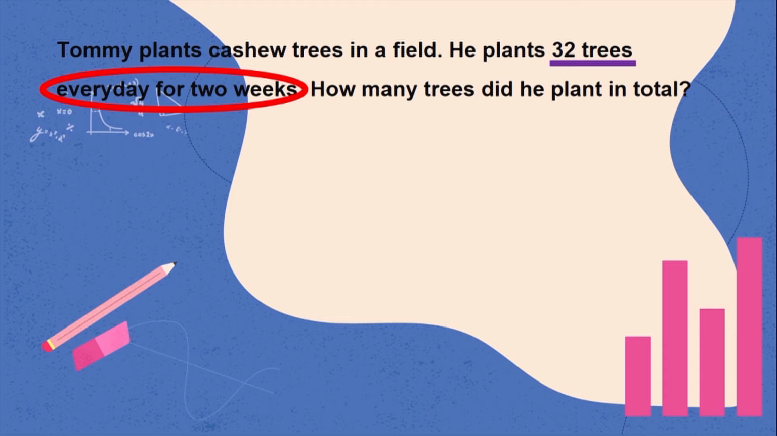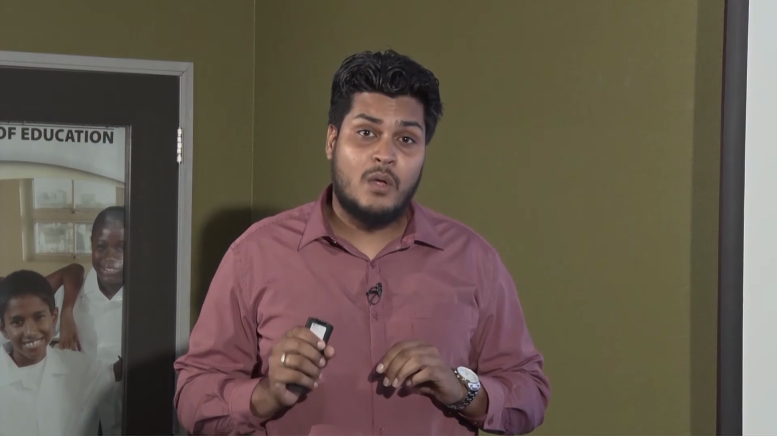Let's think it through. How many days does that give us? Did they say weekdays? No, they said weeks. How many days are in a week? Yes, 7. But did they just say 1 week? No. And these are things we miss sometimes. So think it through carefully always. Read once, read twice. 2 weeks gives us what number? Correct, 14. And they're asking us now, how many did he plant in total?